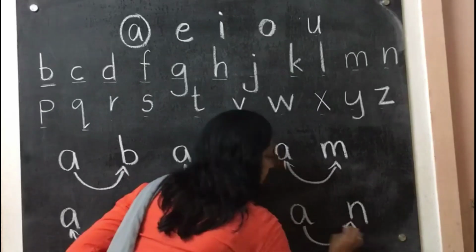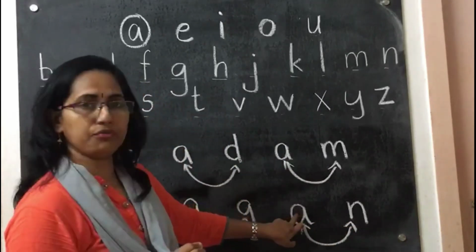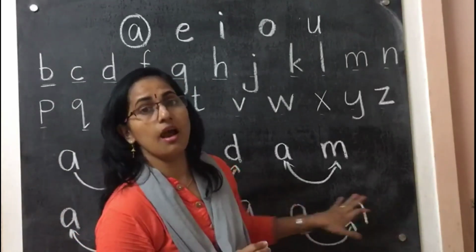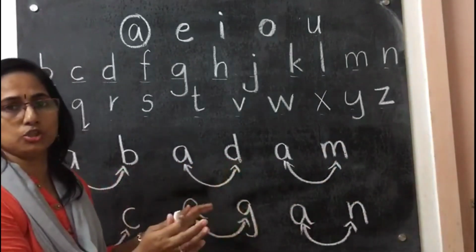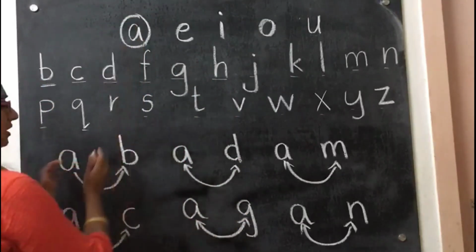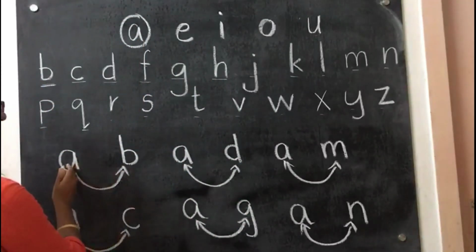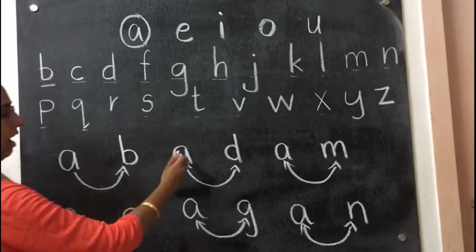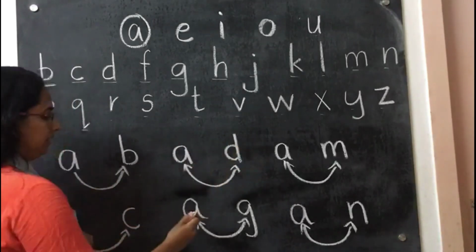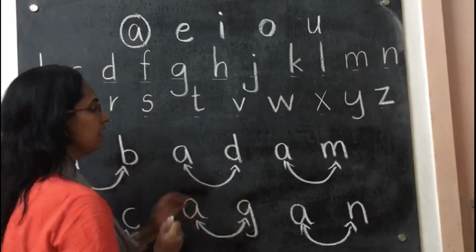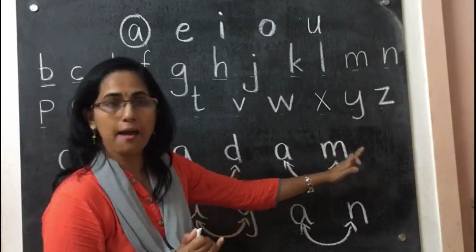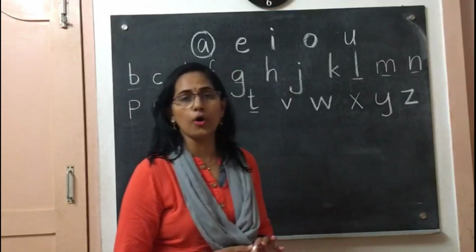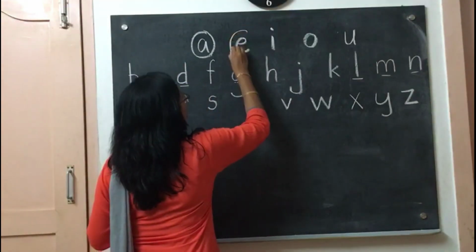Then A, N. Join. Sound of A is "a". Sound of N is N. A, N. An. This is how we should join the vowel with consonant. So ab, ak, ad, ag, am, an. Now we will see how to join E vowel with consonant.